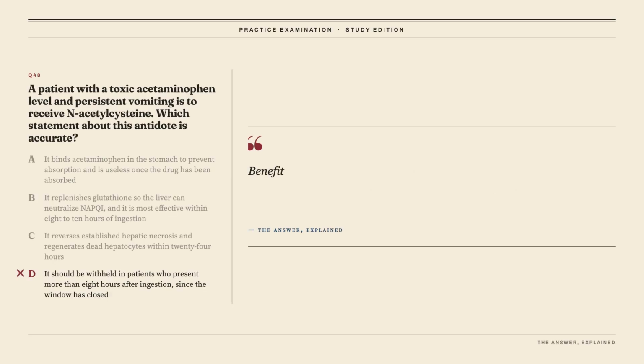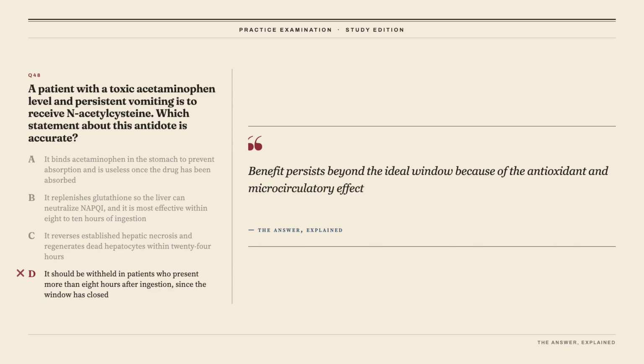D is wrong because benefit persists beyond the ideal window because of the antioxidant and microcirculatory effects, so it is still given to late presenters and to patients with established injury. It is never assumed to be too late to help. The intravenous route is preferred for this patient who cannot retain oral dosing.